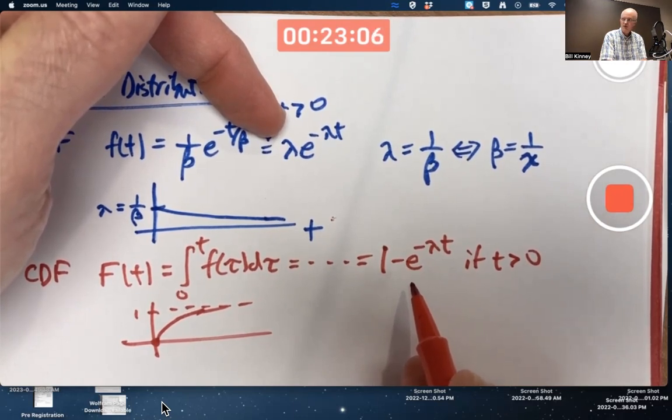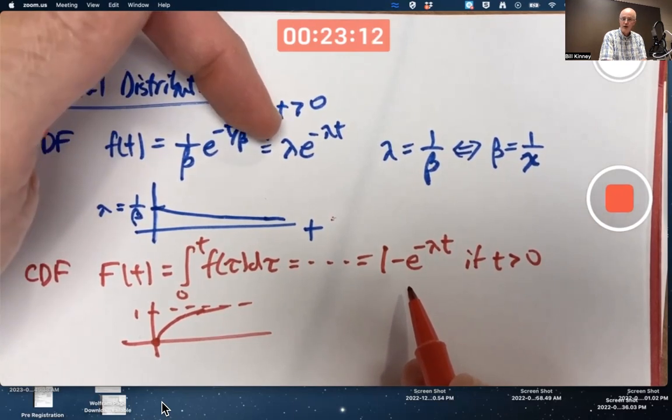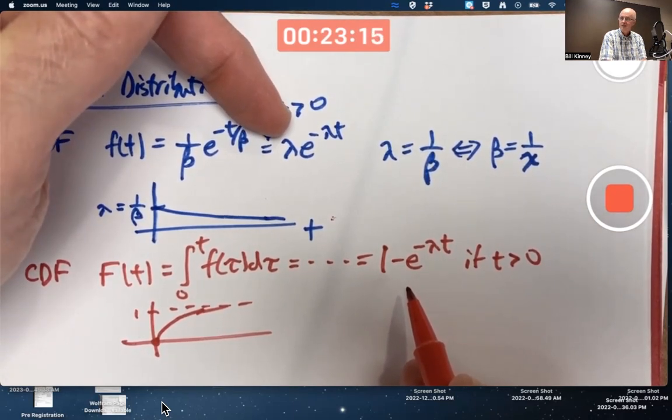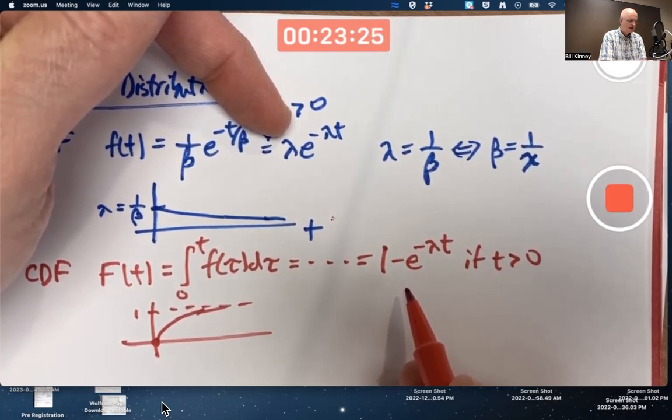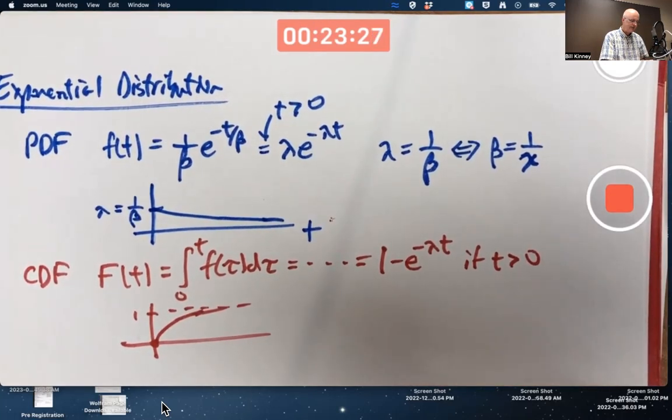All right, check, differentiate that. 1 differentiates to 0. Negative e to the negative lambda t differentiates to what I'm pointing at here with my left hand: lambda e to the negative lambda t. The negative signs cancel, and you get an extra factor of lambda because of the chain rule. That ends up being the CDF.